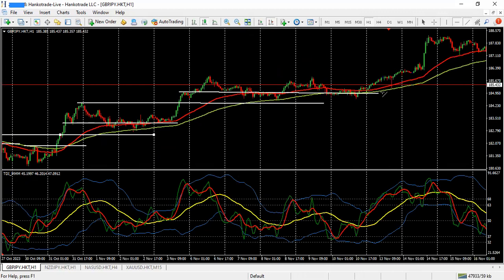It was surpassed. All right. So now what do we have again? We have a higher high that was surpassed. We have another higher high that was surpassed. So this is where I'm looking for my higher lows.